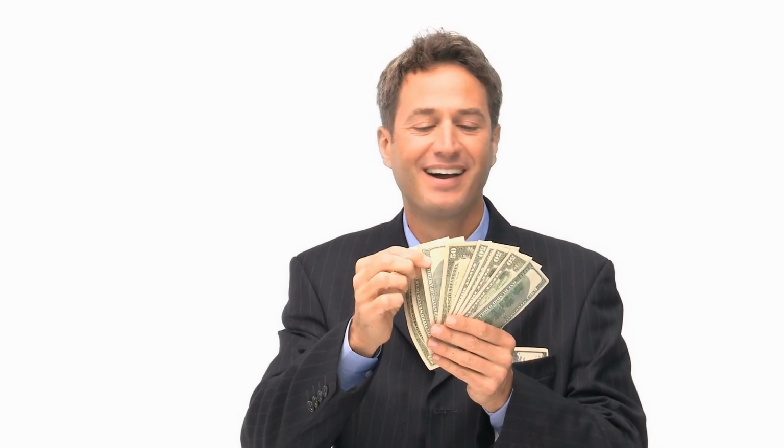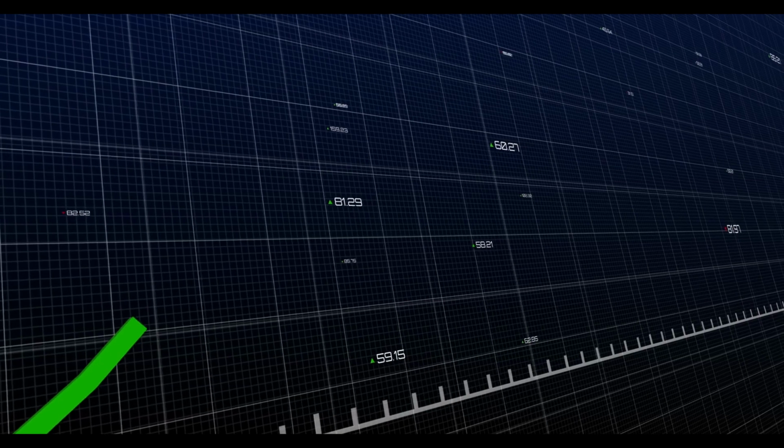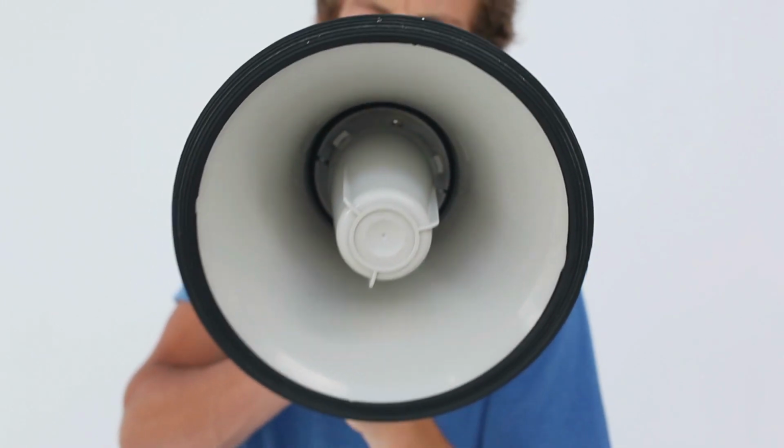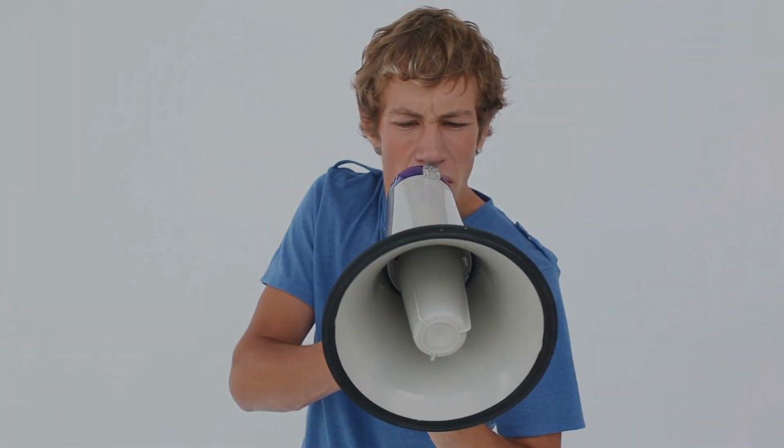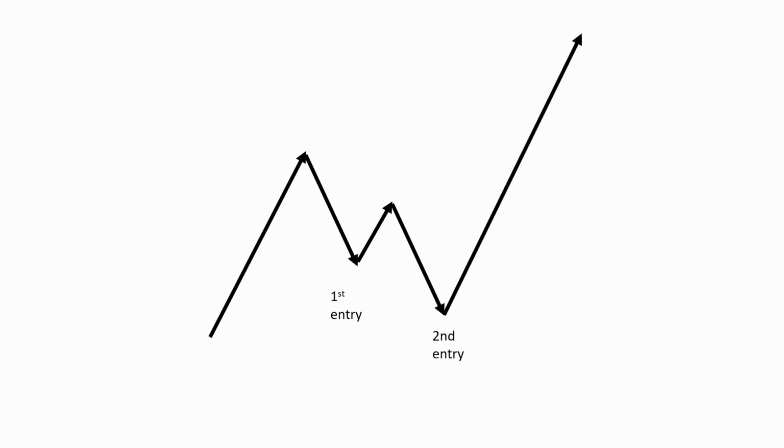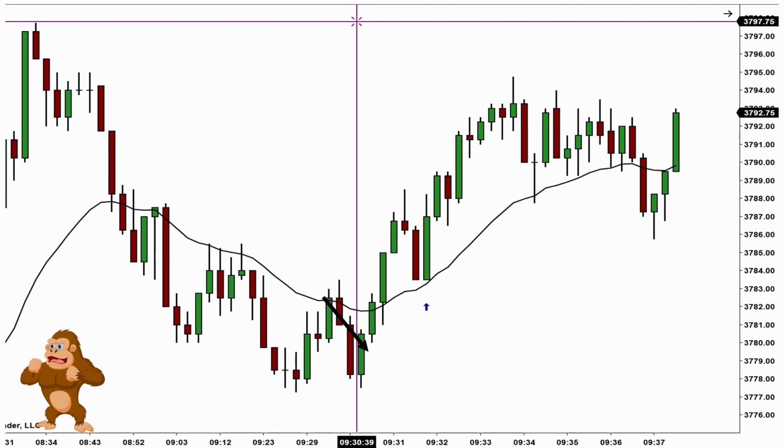But before delving into them, we have to understand what second entries and two-legged pullbacks are. A two-legged pullback is a pattern that looks like this. One leg up, one leg down, and another leg up. It's essentially the second attempt of the market to move higher. The market likes to move in twos because traders and institutions feel much more comfortable entering trades after the market makes two attempts to do something.